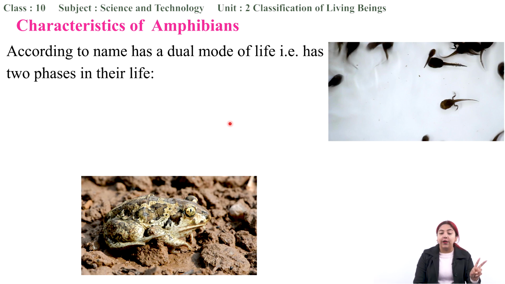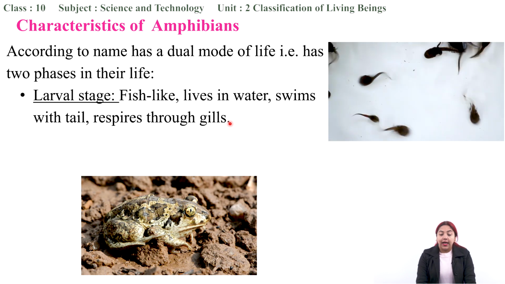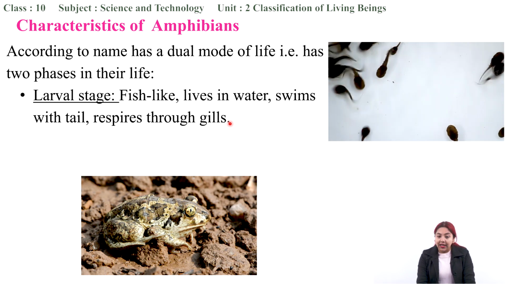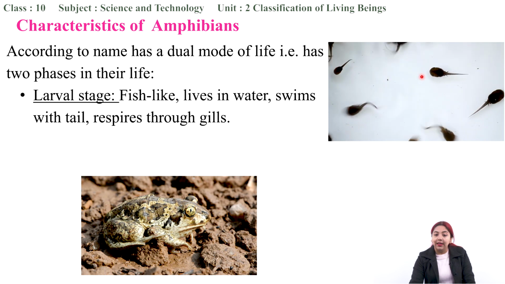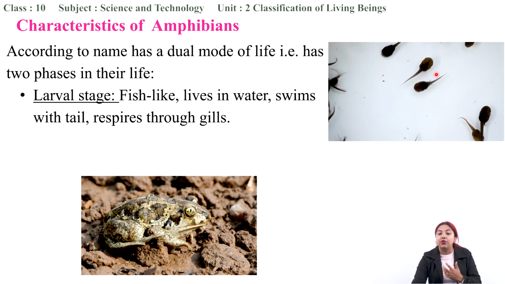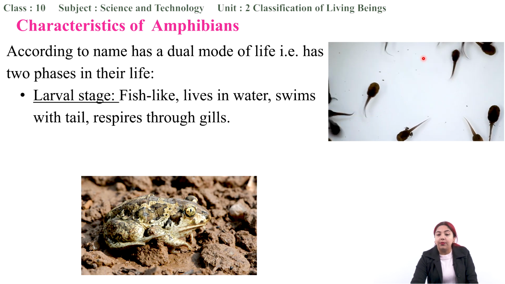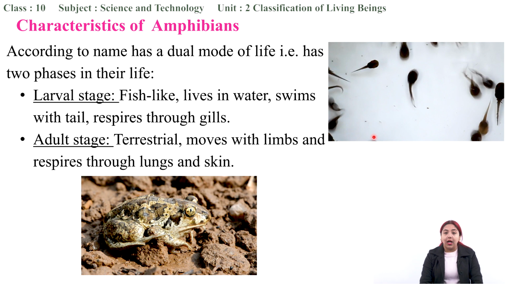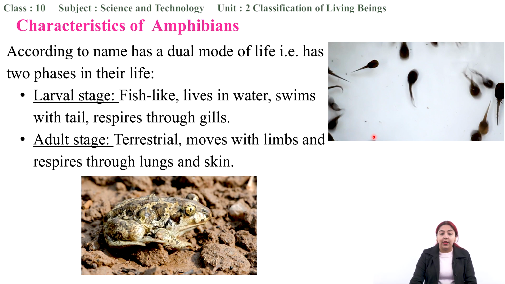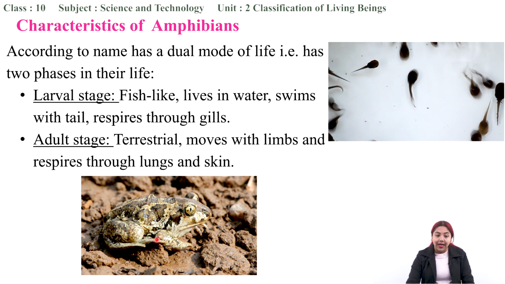That is, it has two phases in their life. They have the larval phase, which is fish-like, that lives in water and swims with its tail, as you can see here. And since they live in water, they respire through gills. These are the tadpoles, which are the larvae of the frog. The other stage is the adult stage, which is terrestrial, and they move with their limbs, as you can see over here, and they respire through their lungs, through their skins, and they also have another mode of respiration we'll talk about in a further class.